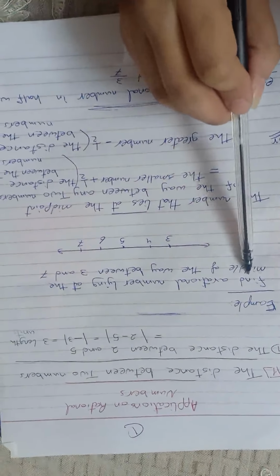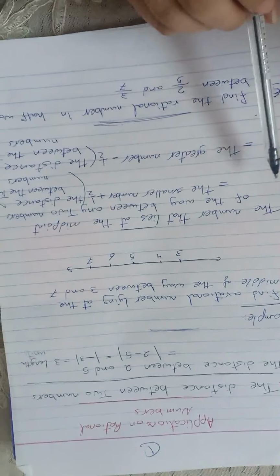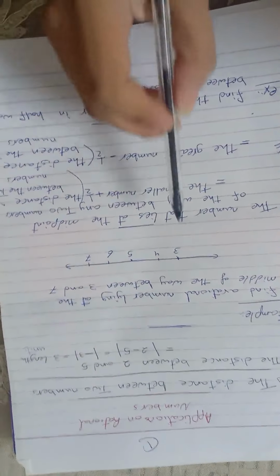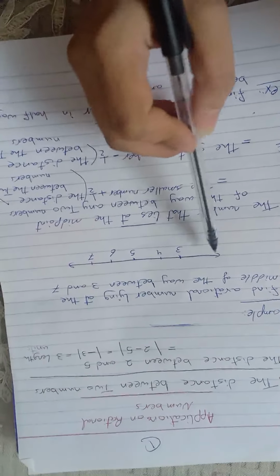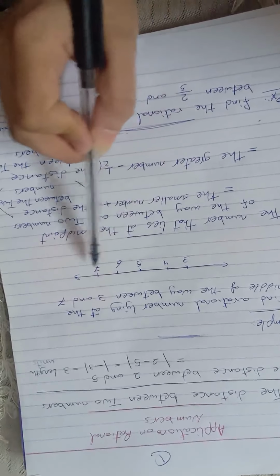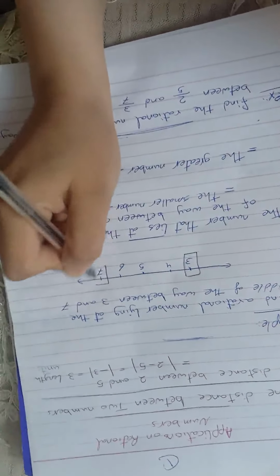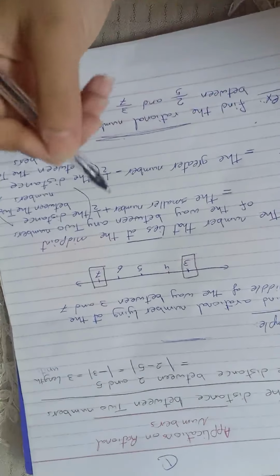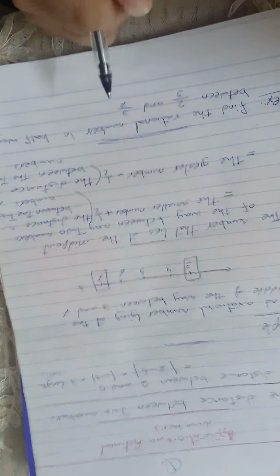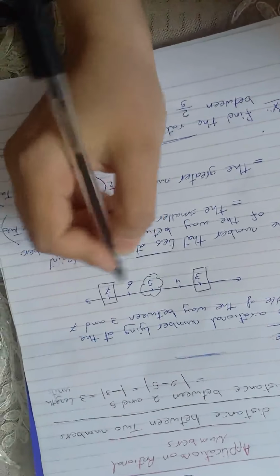For example, find the rational number lying at the middle of the way between 3 and 7. Now I want to find the middle number between 3 and 7. We can draw the number line and put the numbers on it: 3, 4, 5, 6 and 7. I want the middle number between 3 and 7. Now you can tell me the number in the middle way, or the halfway, between 3 and 7 is number 5.